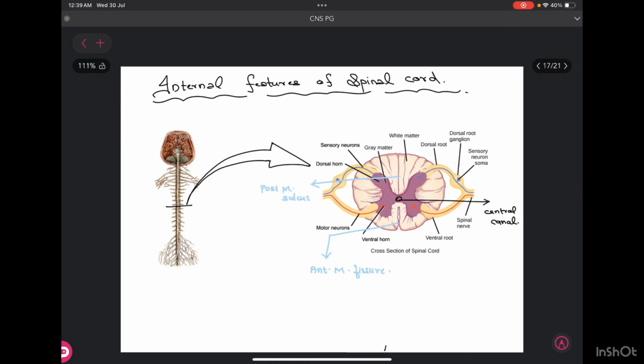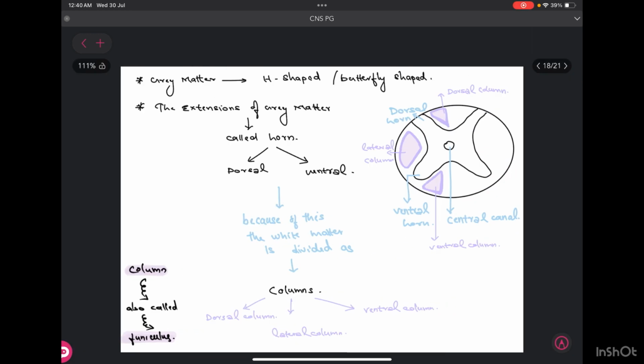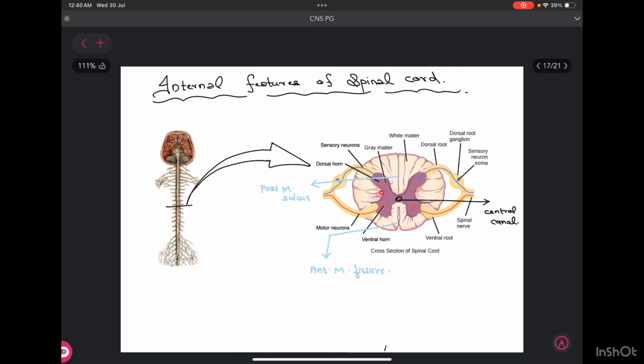And here comes the internal features of spinal cord. This is a cross section we are cutting over here or anywhere. So we'll get this cross section, right? So we already studied this is the posterior median sulcus, and this is the anterior median fissure. This much is clear. We are having a central canal over here, and we are having a gray matter. This is a gray matter.